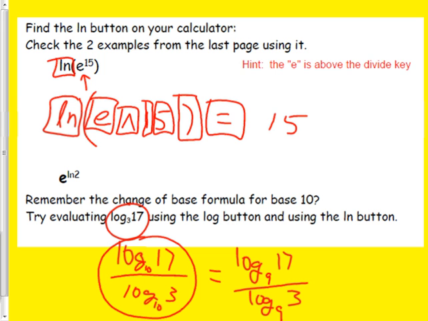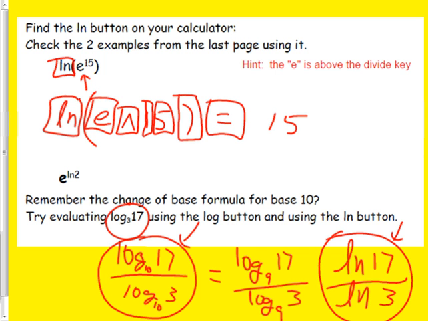Therefore, shouldn't you be able to do ln 17 over ln 3? That just means you change to a base e, right? If you do it this way, or you do it this way, you will get the same thing. Because when you do a change of base, you can change it to any base you want. You can use base e, therefore, the ln button works just fine.